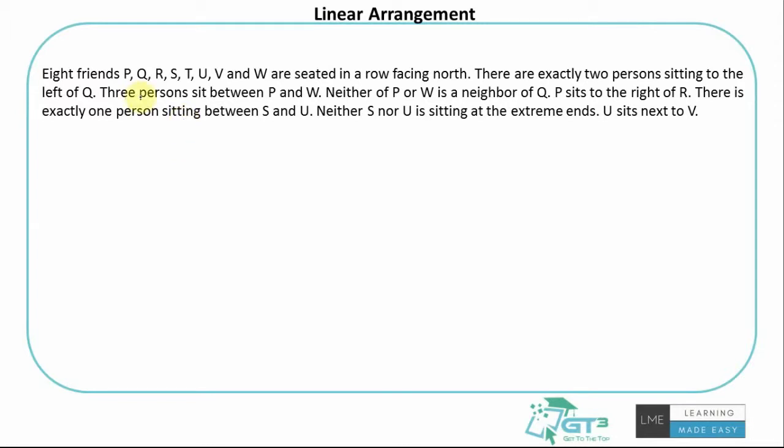So let's look at a sample question to understand what we classify as linear arrangement types of questions. So we have 8 friends. They have some names P, Q, R, S, T, U, V, and they are seated in a row facing north. Generally you would see questions stating seated, standing. You have a bunch of people who are sitting, standing, facing north or south, some direction they would be mentioning, and then they will be giving you clues.